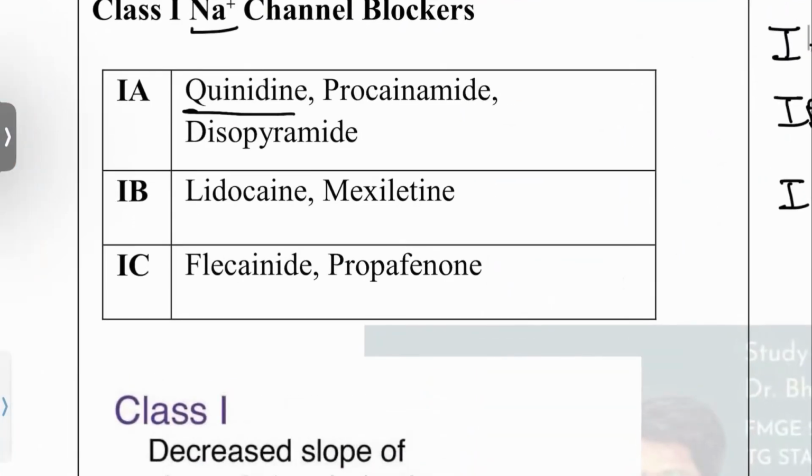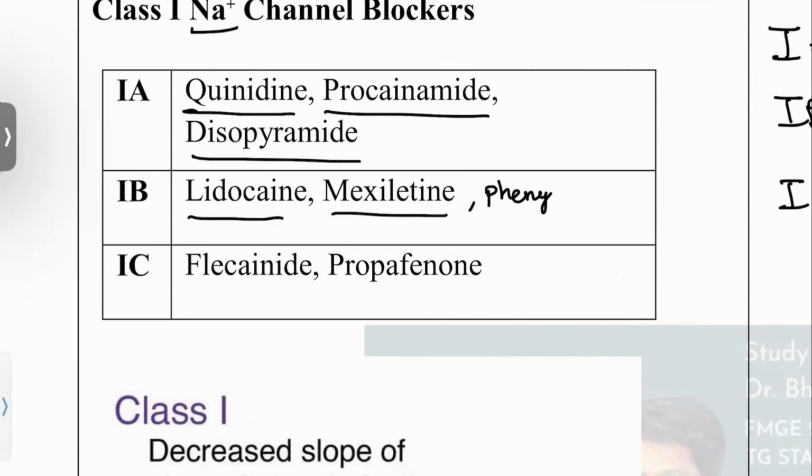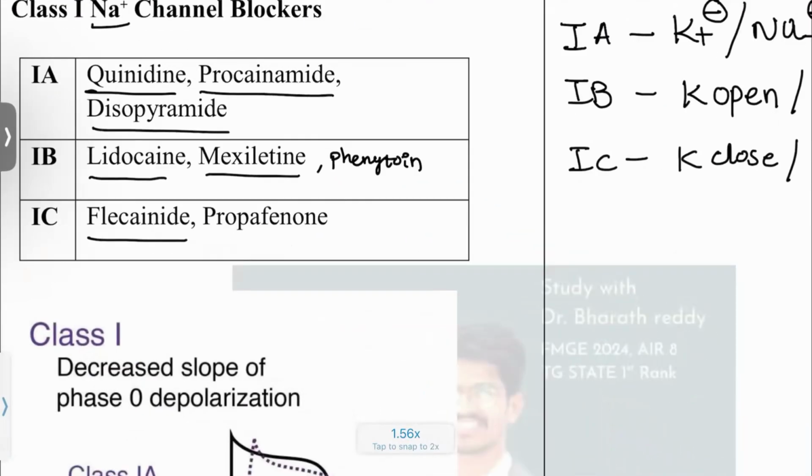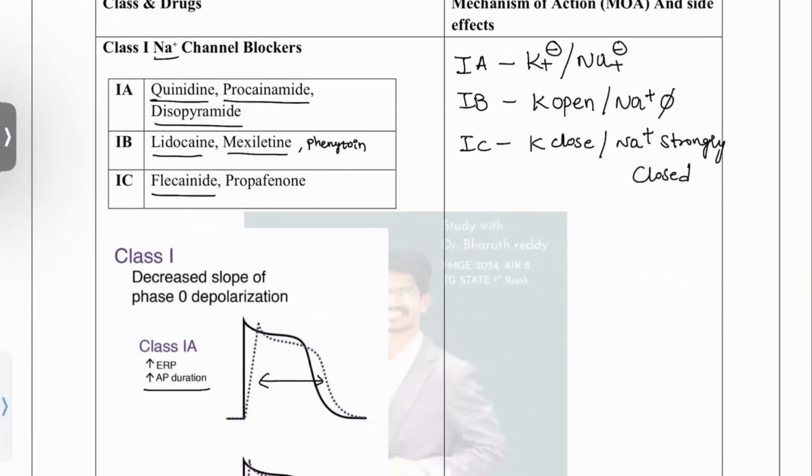That is your quinidine, procainamide and disopyramide. And next, 1B, you have lidocaine, mexiletine, and also phenytoin. The phenytoin is also classified in 1B. And 1C, you have flecainide and propafenone. And what I have to emphasize is the importance of these drugs.